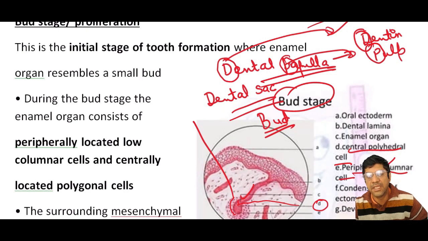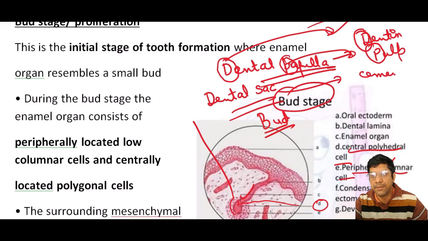The mesenchymal cells that surround both the enamel organ and dental papilla condense to form a dental sac. The dental sac will develop into supporting tissues surrounding the teeth. The dental sac would give rise to cementum, periodontal ligament, and the alveolar bone.